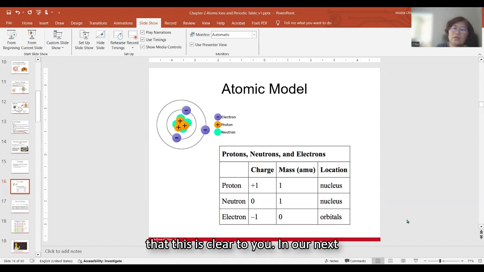I hope that this is clear to you. In our next lesson, we will practice calculating the number of electrons, protons, and neutrons for any atoms or ions. See you in the next lesson.